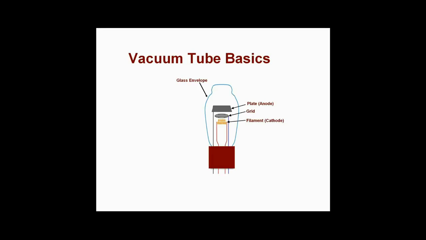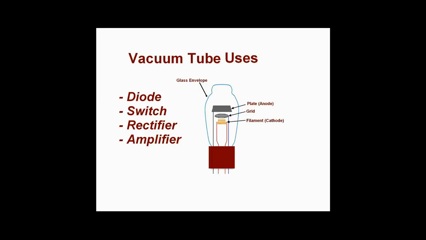A vacuum tube can also be used as a diode. A diode allows current to flow only in one direction. This can be used in devices to convert AC to DC power, convert voltages, or to construct a logic gate.